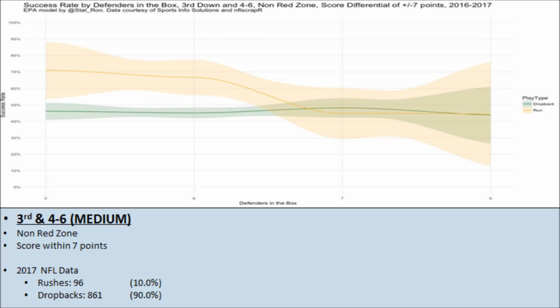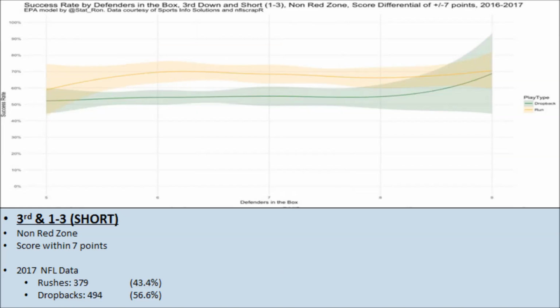And on 3rd and short, we really should be running the football unless we're seeing a stacked box on 3rd and short. Even against 9 in the box, we have a slight advantage by running, but feel free to have your quarterback check out at the line in that particular play. But you should know that 3rd and short should be a running down. Was it? Not really. In 2017, there were 379 rushes versus 494 dropbacks on 3rd and short, despite running the football being more effective.